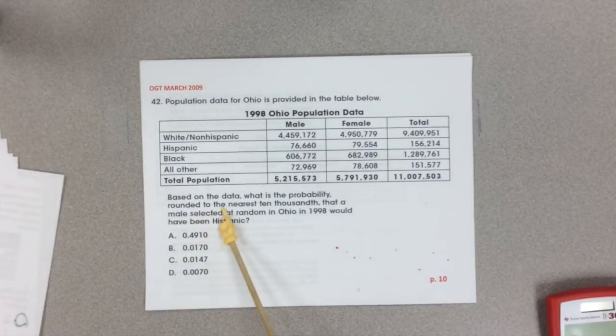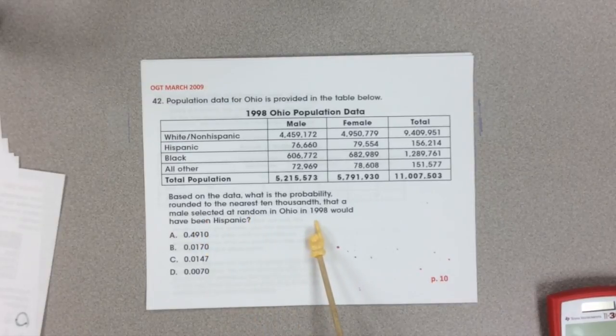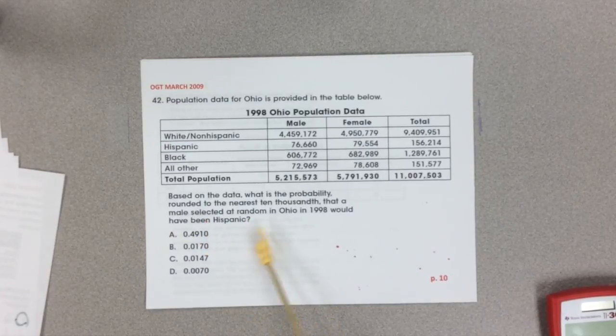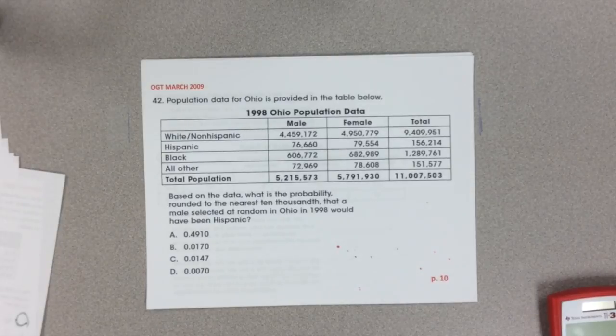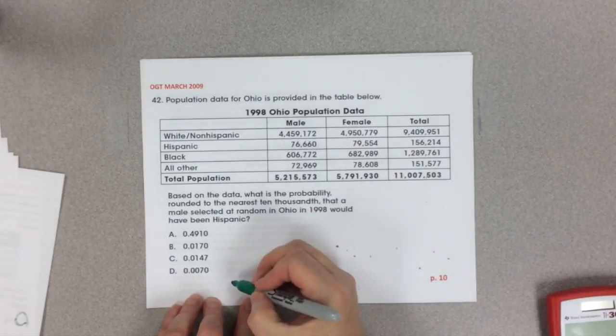And here it is. Based on the data, what is the probability, rounded to the nearest 10,000th, that a male selected at random in Ohio would have been a Hispanic? So they're talking about males being selected. So for our total, we're going to use the male total because they're telling you they're choosing a male.